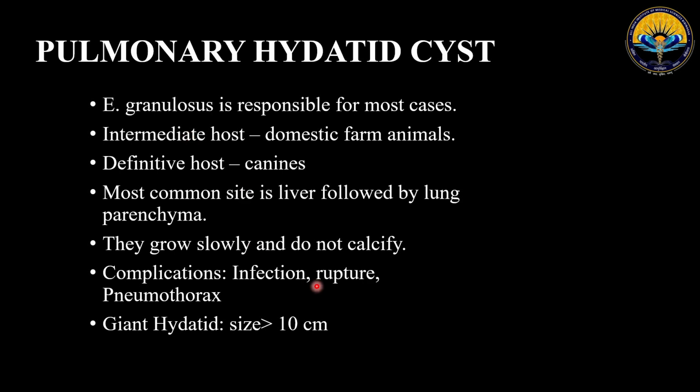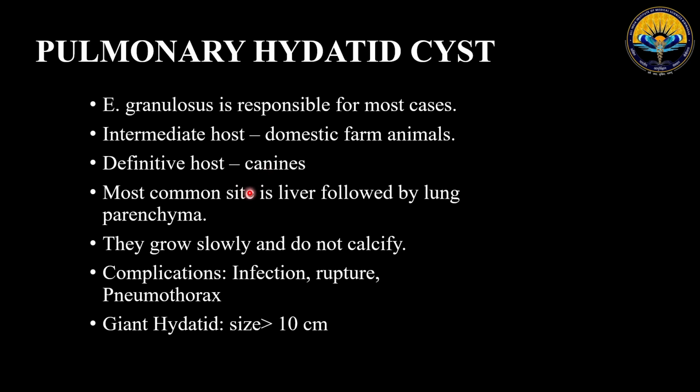Coming to a small discussion about the pulmonary hydatid cyst. Echinococcus granulosus is responsible for most of the cases. It comes under the tapeworms. The intermediate host will be domestic farm animals like sheep and horses, where the asexual life cycle of the parasite happens. The definitive host will be canines like foxes and dogs, where the sexual life cycle of the parasite happens.